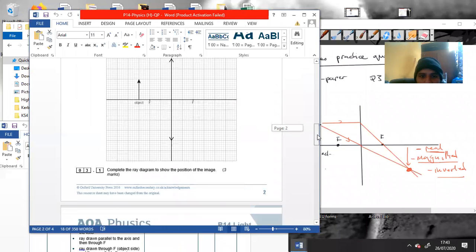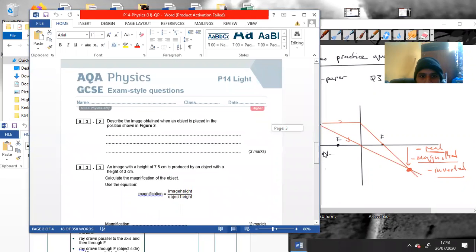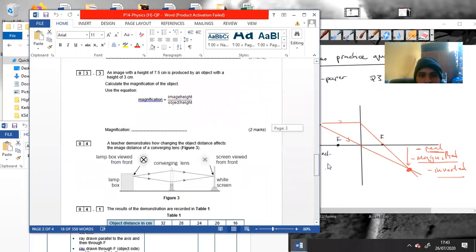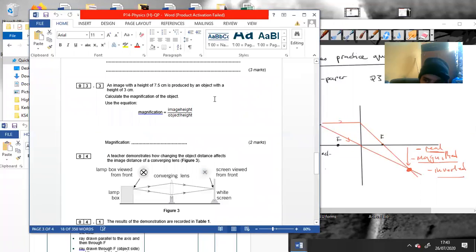Okay, let's move on. So the next bit is going to be magnification. All right, I'm going to teach you guys something about magnification now. So magnification is an important concept. We have to learn about it, then we can answer this question.